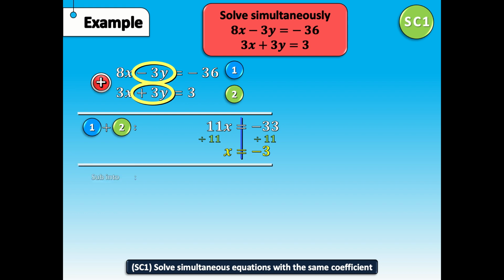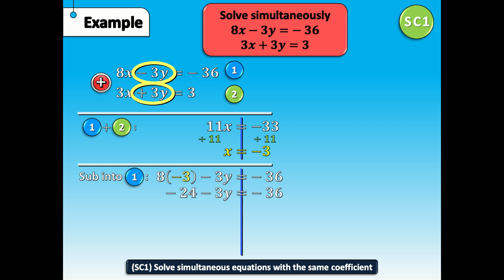To find out what y is, I can substitute x equals minus 3 into the first equation. So 8 times minus 3, take away 3y equals minus 36. Now 8 times minus 3 is going to be minus 24. So I've got minus 24 minus 3y equals minus 36. So to get rid of the minus 24, I need to add 24 to both sides. So that means I'll now have minus 3y equals minus 12, because minus 36 plus 24 is minus 12.